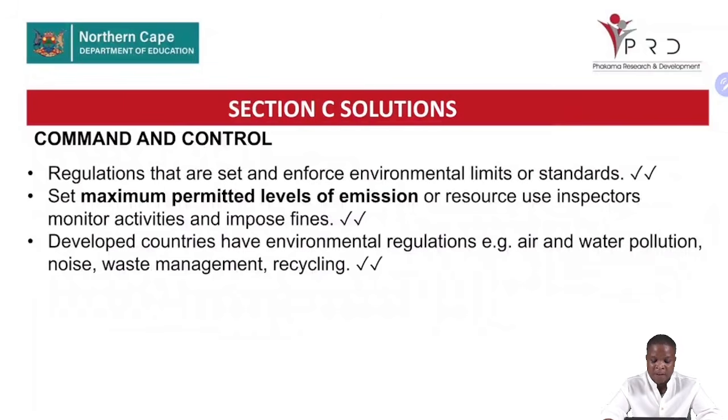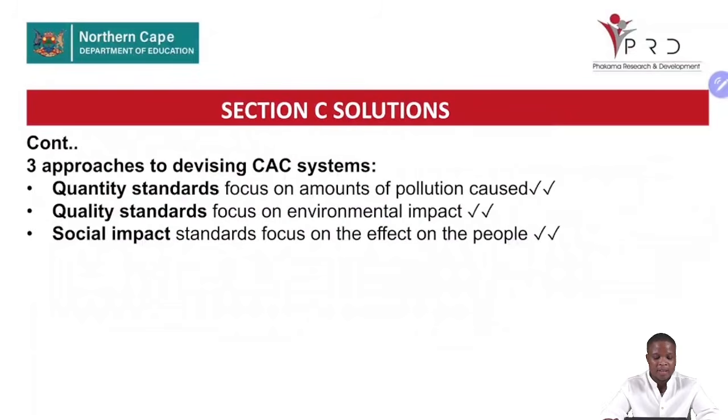Developed countries have environmental regulation, e.g., air and water pollution, noise, waste management, and recycling. So developed countries do have those environmental regulations so that they can regulate the air, the water, the noise, and waste management when it comes to the environment. So there are three things that we look at. There are three approaches of the command and control system. Number one, they look at the quantity standard. They focus on quantity, which is the amount of pollution that has been caused by your business.